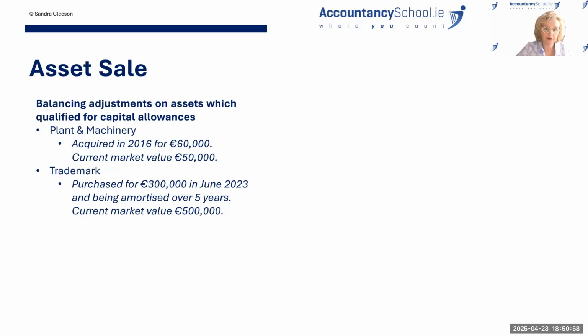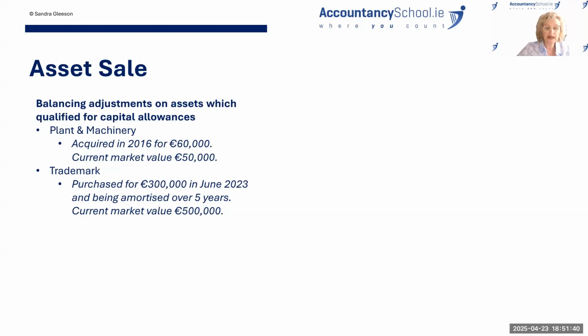means that there is a balancing charge of 50,000. Okay. As far as the trademark is concerned, we purchased it for 300,000 and it's now being sold for 500,000. So if we simply did 300,000 multiplied by 1/5, that gives you 60,000. So you've got 240,000 of a tax written down value. However, the capital allowance, the balancing charge cannot exceed the amount of the capital allowances claimed.